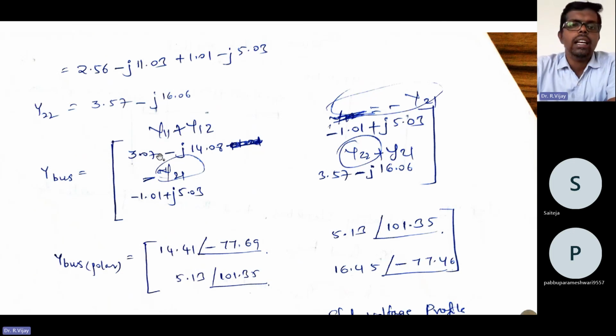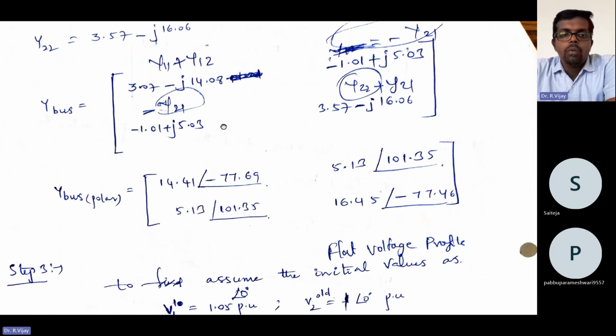Here, whatever value you got for Y11, you write that value. For Y21 or Y12, it is the minus of whatever value we got. Next, the Y22 value we already calculated, that is 3.57 minus j 16.06. So we formulated the Y bus matrix.